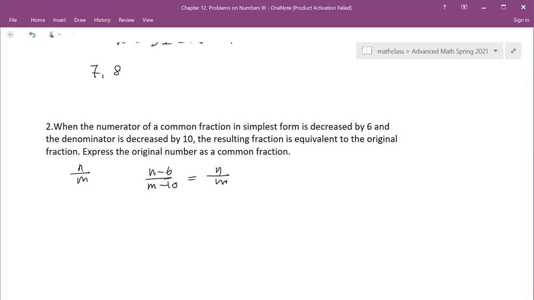Okay, right? You write down the fraction in the form n over m. Then you read the question line by line, right? Read the problem, and then you translate the sentence into an equation. So the numerator is decreased by 6 and the denominator decreased by 10. So that means minus 6 and minus 10. Then after you simplify it, you should be able to get the same value.